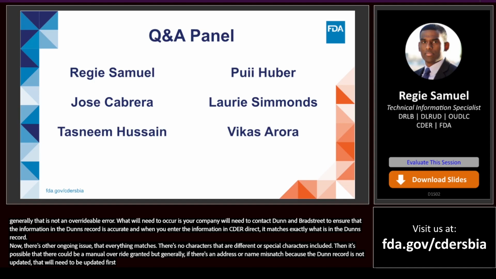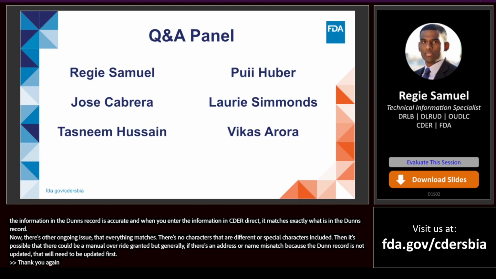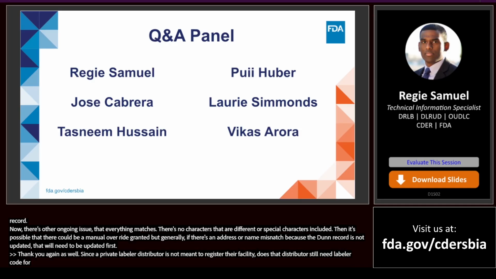Since a private label distributor is not meant to register their facility, does that distributor still need a labeler code for their CMO to list those private label drugs on behalf of the private label distributor on the NDC database?